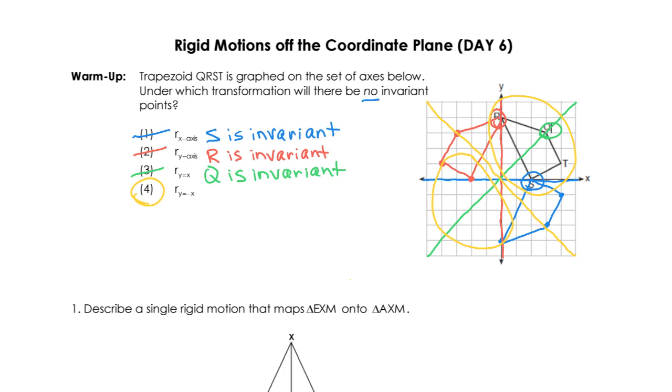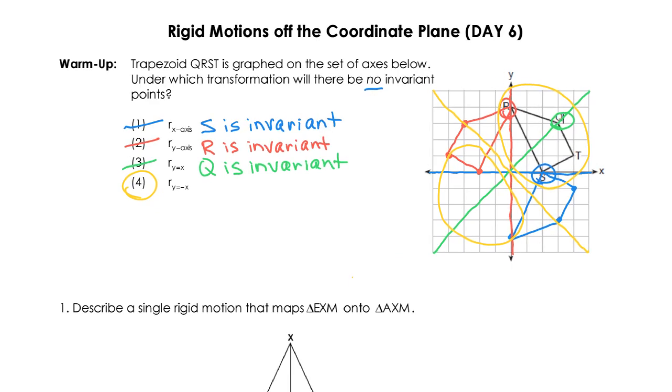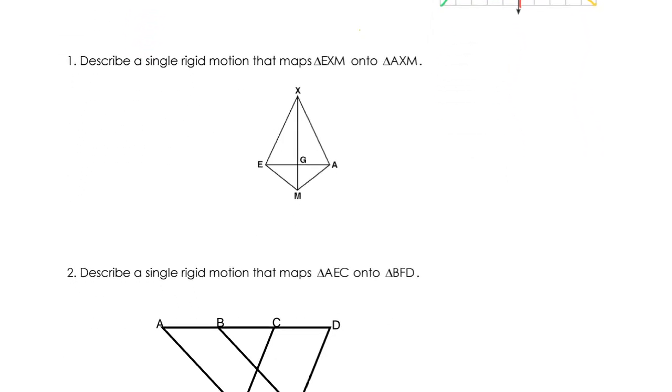All right, so let's see what we have down below. In number 1, it says describe a single rigid motion that maps triangle EXM. And I'm just going to highlight triangle EXM. So they're talking about that triangle, mapping onto triangle AXM.